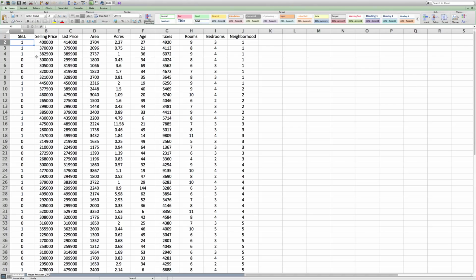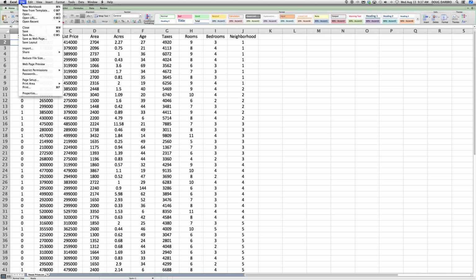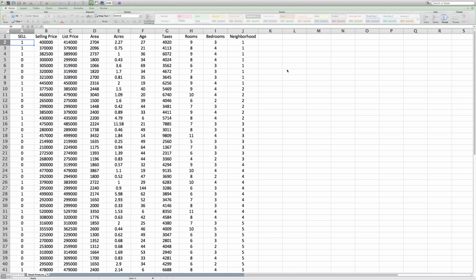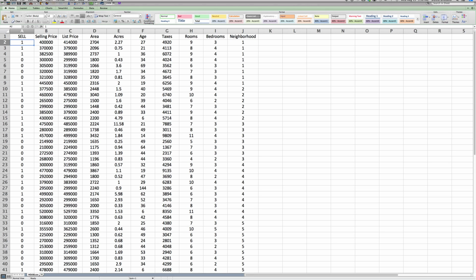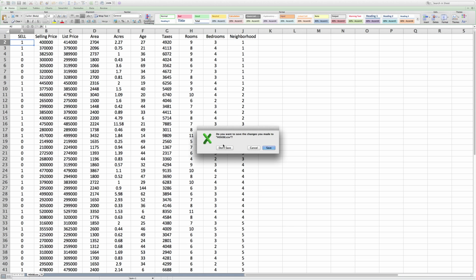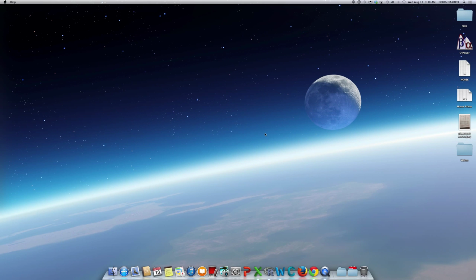Now, the first thing I'd want you to do here is come in and save this as a CSV file. So I want to save this as house. I want to save it on my desktop, but I want to save it as CSV. Okay? So I'm going to save it. I want to continue, and then I want to close it down. It's going to ask if you want to save it again. There's no reason to do that because we already have it saved on our desktop.